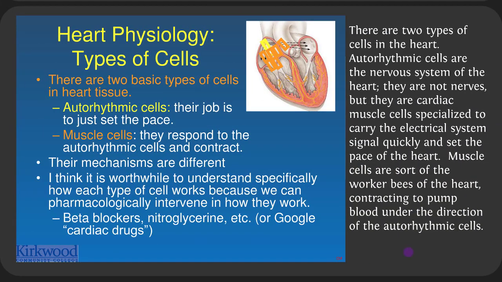There are two types of cells in the heart. Autorhythmic cells are the nervous system of the heart. They're not nerves, but they're cardiac muscle cells specialized to carry the electrical system signal quickly and set the pace of the heart. Muscle cells are sort of the worker bees of the heart, contracting to pump blood under the direction of the autorhythmic cells. So autorhythmic cells are kind of like the electrical system. Muscle cells do the work.